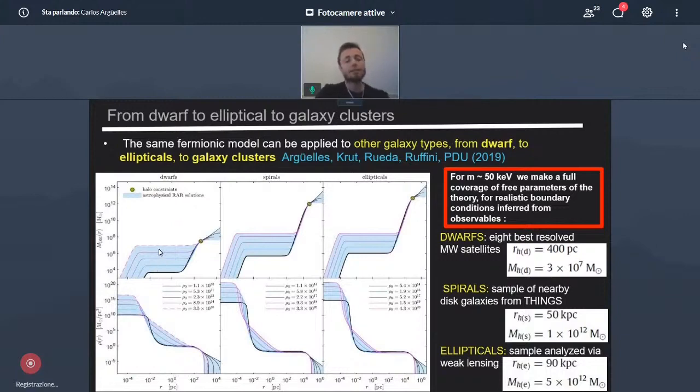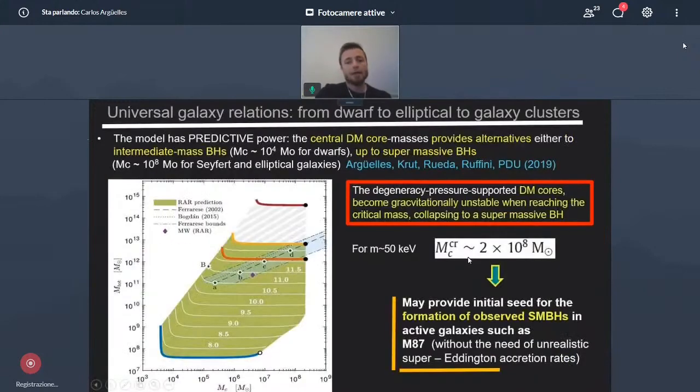Therefore, this suggests that the central cores in dwarfs may provide an alternative to intermediate massive black holes, whose nature is not yet known. And in spirals and ellipticals, they can provide an alternative to supermassive black holes up to 10^8 solar masses. Indeed, we have tested this prediction that the central core, so I repeat, provides an alternative either to intermediate massive black holes up to supermassive black holes, for example, in active galaxies, some Seyferts or ellipticals.